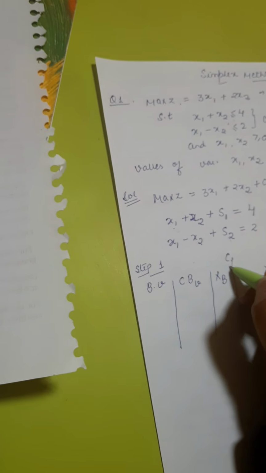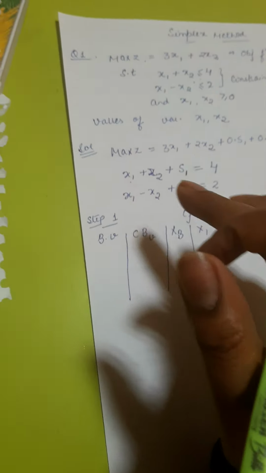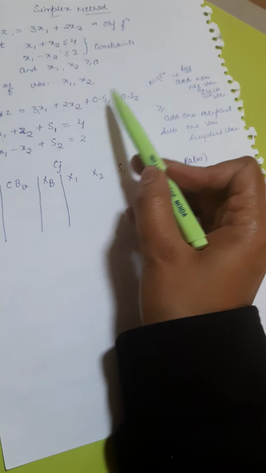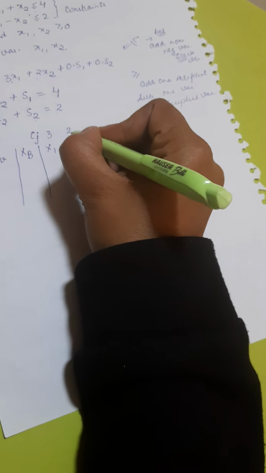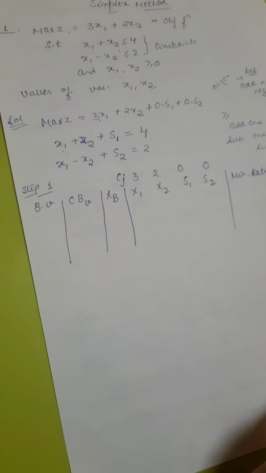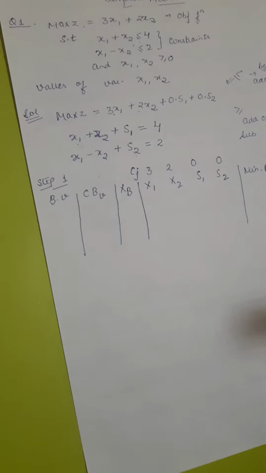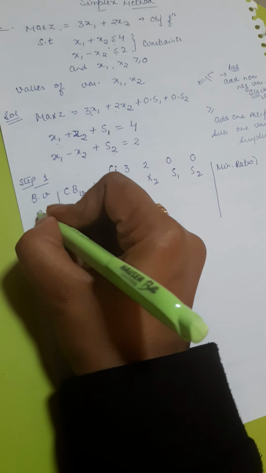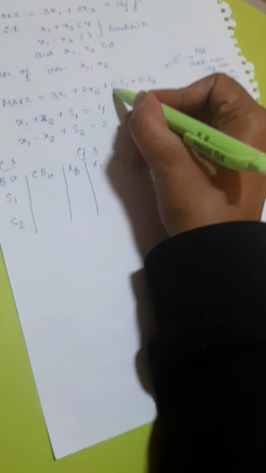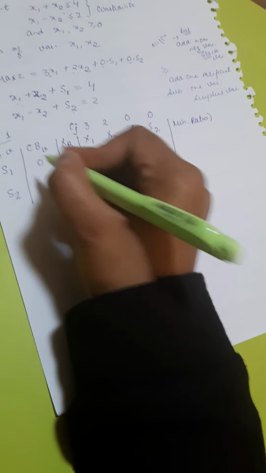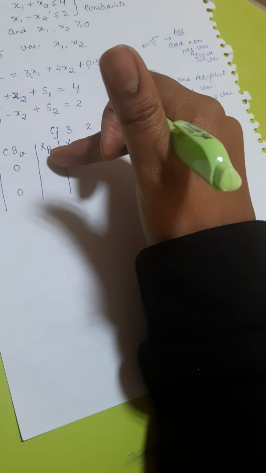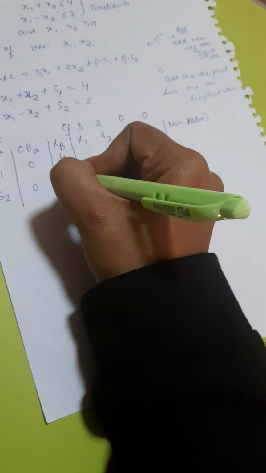One more thing is we have to write down the Cj. Cj is known as the coefficients of the objective function. The coefficients of the objective function are 3, 2, 0, 0. This is by default the same throughout the question. Basic variable means the variables which you added, which are s1 and s2. So we write s1 and s2. Initially the cost of the basic variables are 0, 0. The right hand side of the equation, which is known as xb, is 4 and 2.